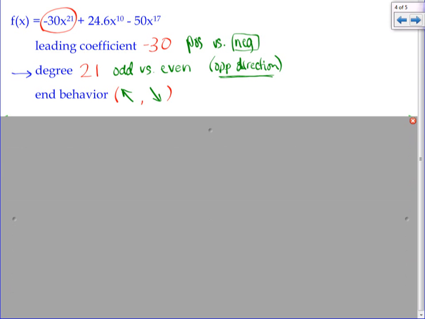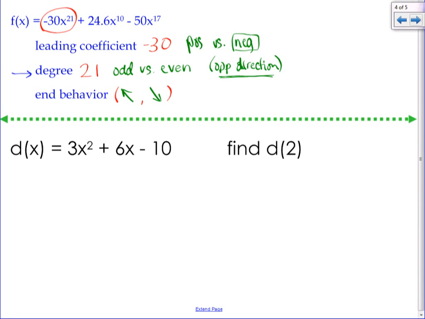Questions on end behavior? So that's all you're going to be asked to do on the homework. You're going to say the leading coefficient, the degree, and then which direction the arrows are going. There's a second part to the homework, and we're going to go through 2 examples. This first one should be very basic review. I know you've done this in Algebra 1, and we've done it a couple of times this year. But the next one is going to be a lot more difficult. Okay, but let's just remind ourselves, when they ask you to find d of 2, what do they want us to do? We should all know.